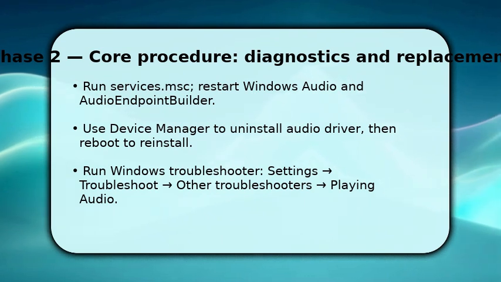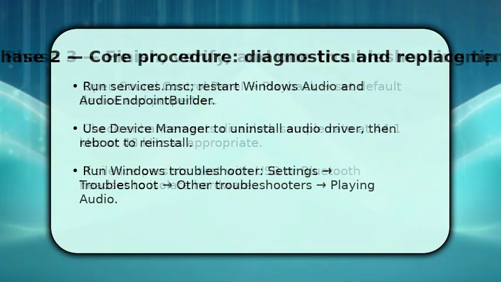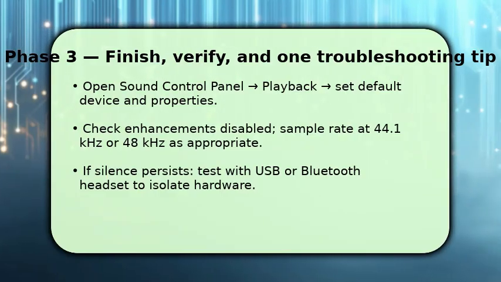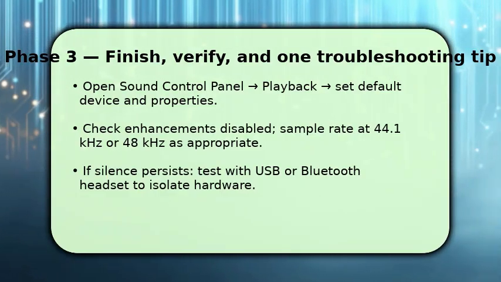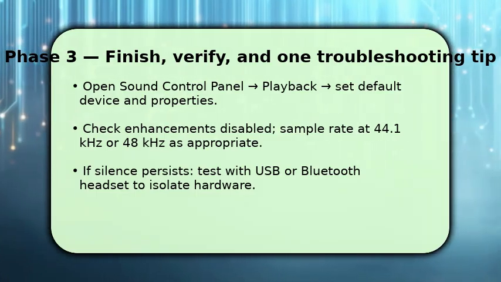These actions resolve corrupt drivers. Finish by verifying Windows sound settings and testing output. Open the Legacy Sound Control panel, set your device as default, then open Properties to disable enhancements and confirm the sample rate. Choose 44.1 kHz or 48 kHz depending on speakers.